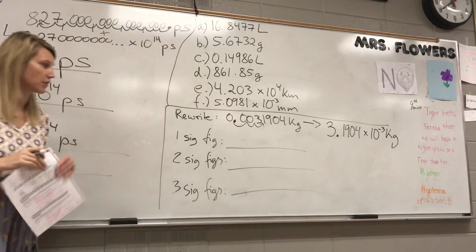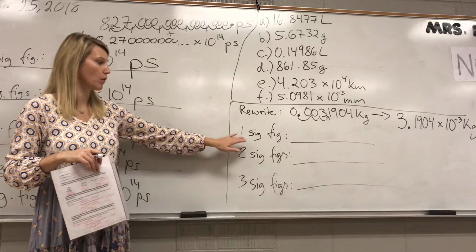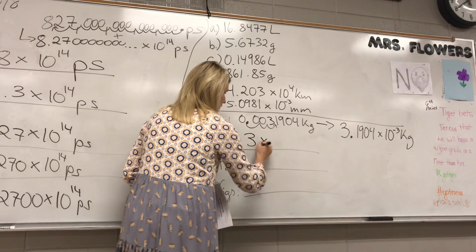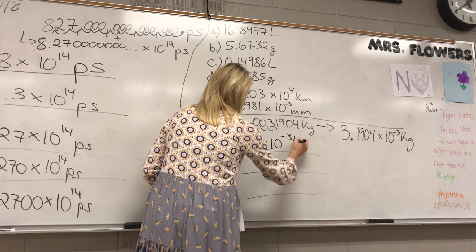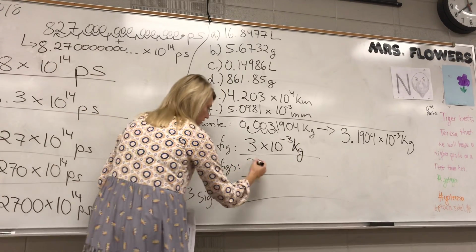I got my scientific notation, but they're saying this is great, but I really don't care about all these numbers. I just want one significant figure. So what would it be? 3 times 10 to the negative 2. Perfect. What about two significant figures? 3.6.